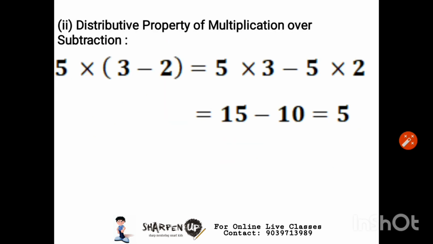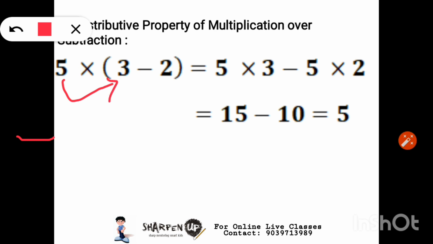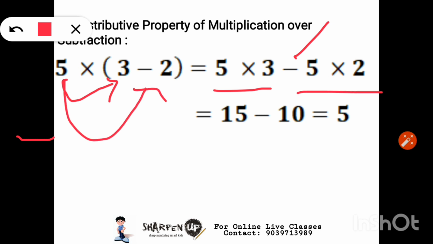The same procedure is followed over subtraction. As we can see here, what I will do, first I will multiply 5 to 3 and then put the minus sign, then I will again multiply 5 to 2, then perform the operation according to the BODMAS rule and get the answer.